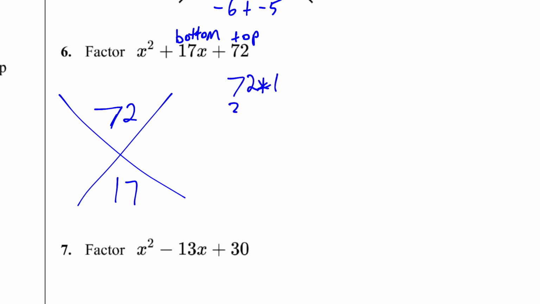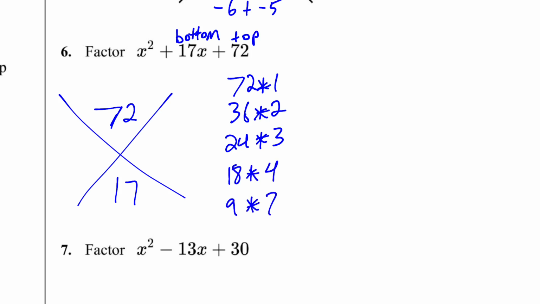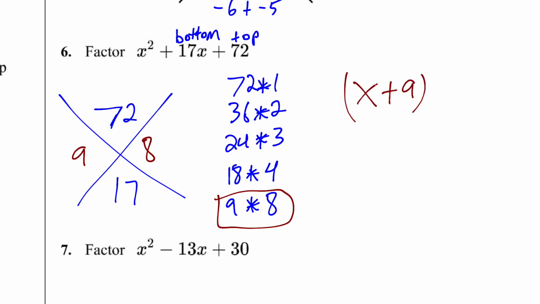72 times 1, 36 times 2, 24 times 3, 18 times 4, 9 times 8. These are a couple of different options. Which of these add up to 17? These do. So our answer is 9 and 8. But we don't leave it like that. We write this in factored form, which means that our answer looks like this.